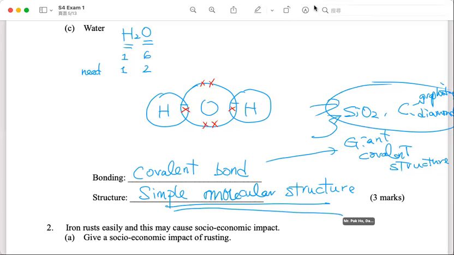So this is question 1. It is the easiest one in this part, but I want you to identify the bonding and the structure. Nonmetals form covalent bonds. If it is a metal and a nonmetal, it will form an ionic bond.